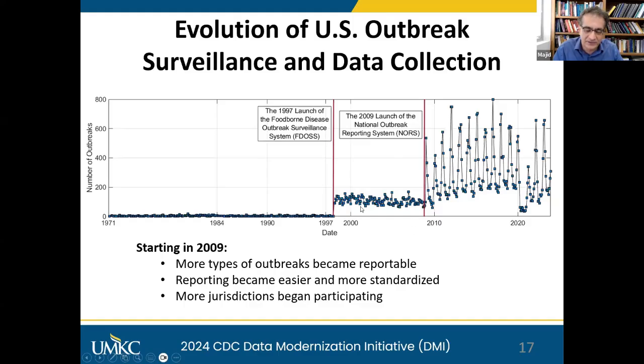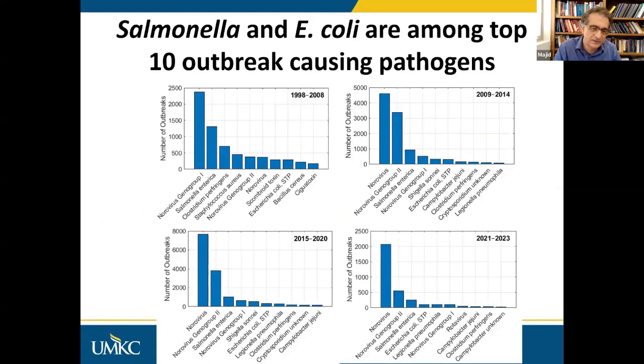You can also see these oscillations that have been prevalent. They are mostly frequencies and oscillations associated with the seasons. In 2024, the CDC data modernization initiative came into play, so even the surveillance system we're seeing is going to be further modernized. When we look at Salmonella and E. coli, we can see that they are among the top 10 outbreak causing pathogens in the US. We look at the data for different periods, and you can always see that Salmonella and E. coli are part of them.